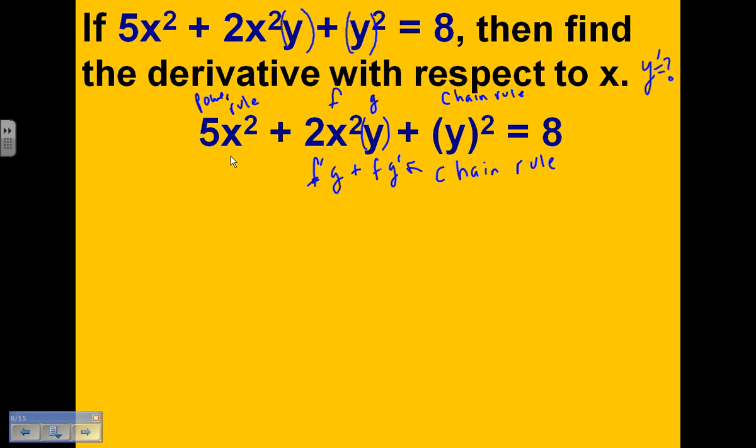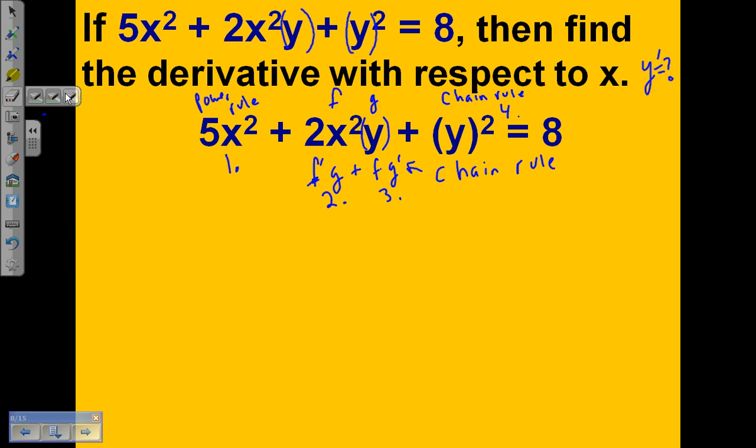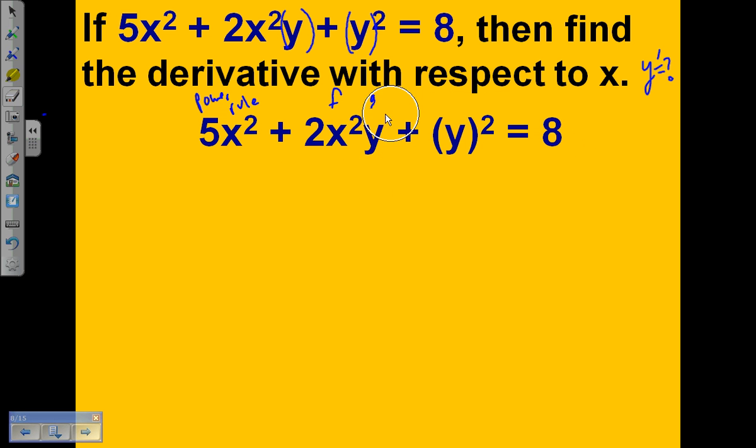The first term will be from the 5x squared. The second and the third will be from the product rule. And the fourth will be from the chain rule. Remember, terms are separated by addition and subtraction signs. All right? So let me clean this up. That's an explanation about how we're going to go about the problem. So let's get started with the problem.